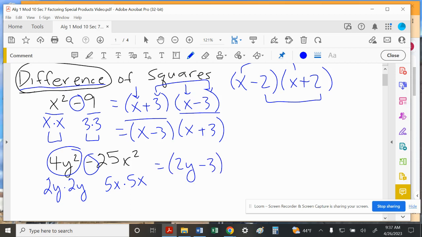And so I can easily write this as 2y minus 3. Whoops, no, I put 3. I think I was looking at the problem above. 2y minus 5x times 2y plus 5x. So that's what I can have when I have those two there. So that's how I write that out. And that's it. That's all we have to do is just write it out in this particular way.